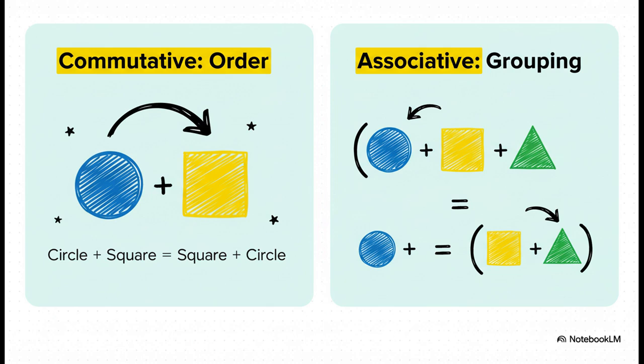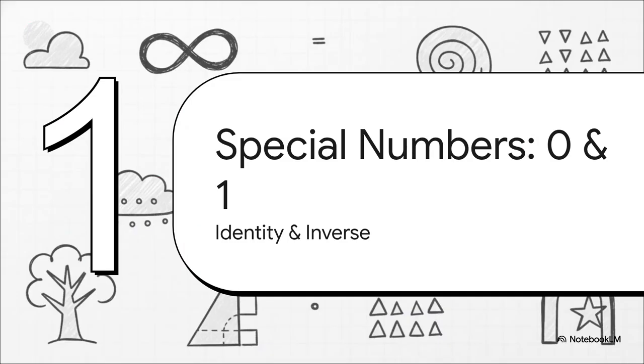That's the big difference. All right, let's switch gears and talk about 2 really, really special numbers, 0 and 1. They're not like the others. They have these unique powers that give us 2 more essential rules, the identity and inverse properties.